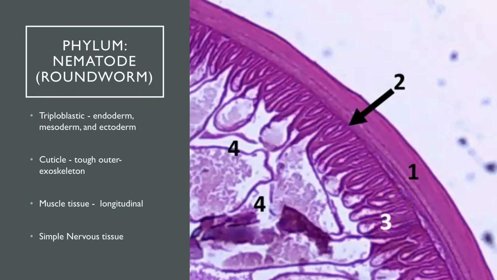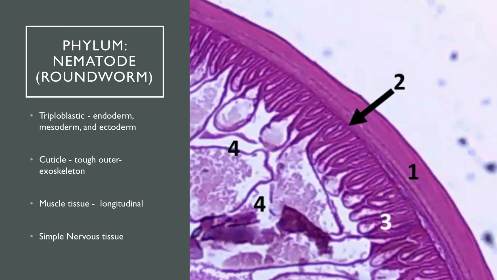Roundworms also have a cuticle that serves for protection and is outside of the epidermis. They also have one type of muscle called longitudinal muscles. And they also have a simple nervous tissue that consists of a ring of nervous tissue around the pharynx that gives rise to dorsal and ventral nerve cords running the length of the body.